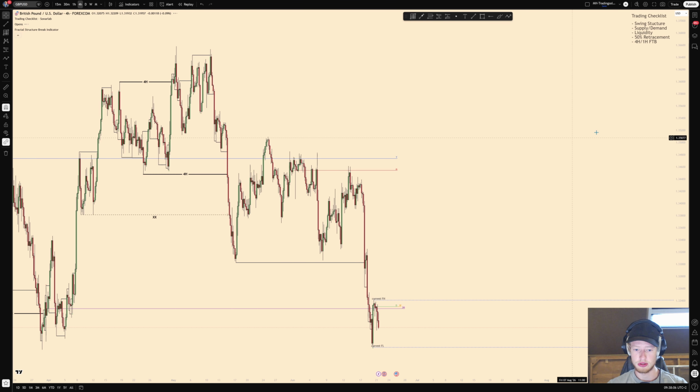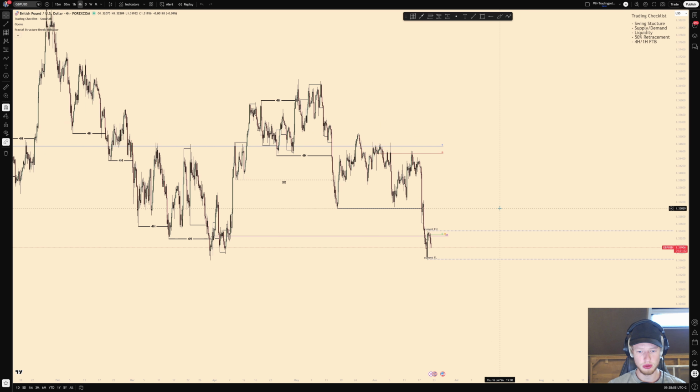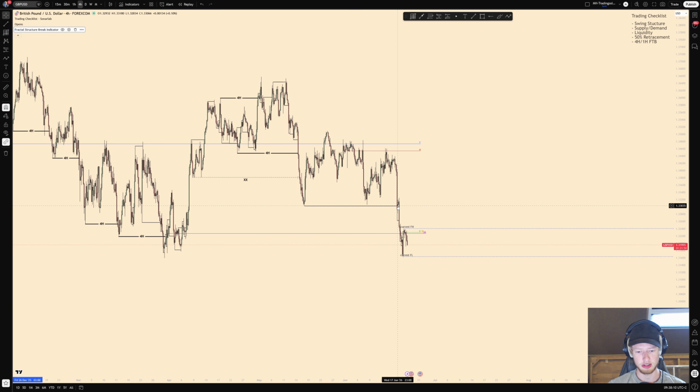Then going on to GU. GU on the 4-hour also broke structure in towards the downside. This was also the break of our fractal structure. As you can see, it marked it out with a line already. I'm going to mark this out as 4-hour swing structure BOS.